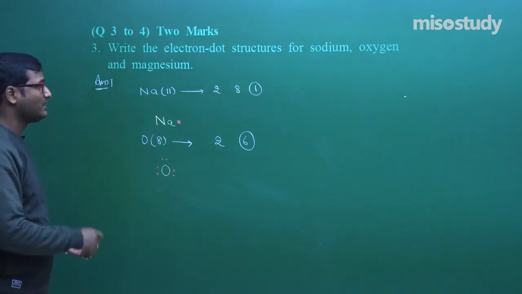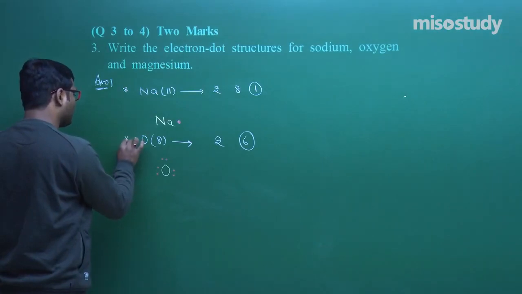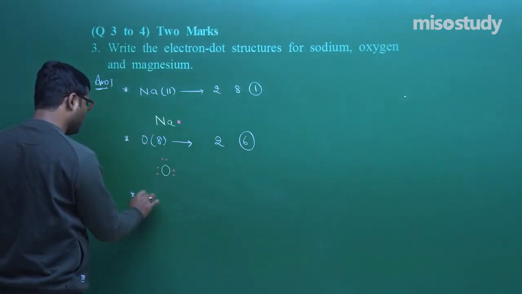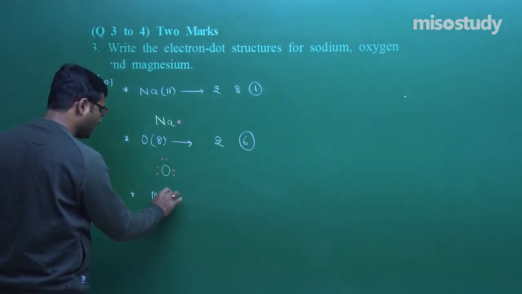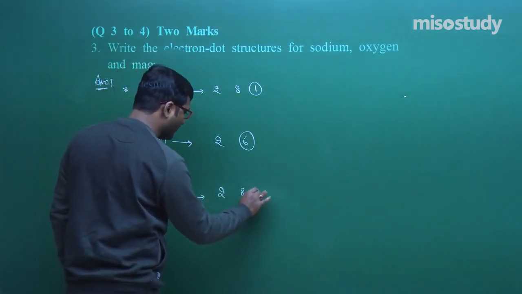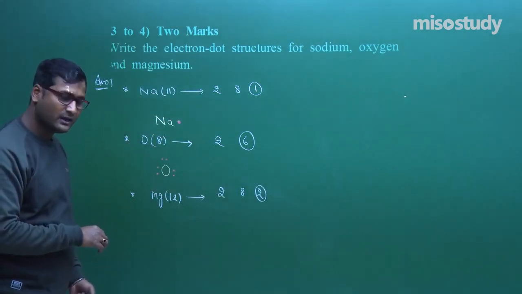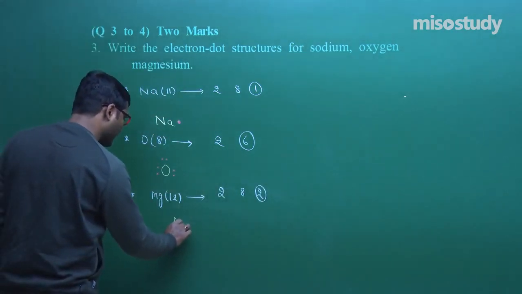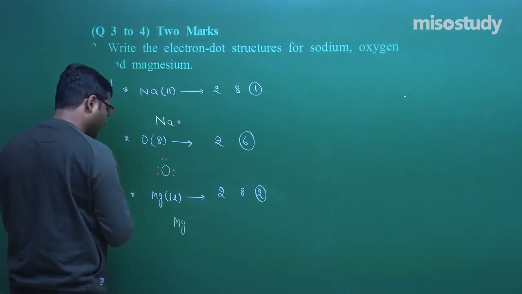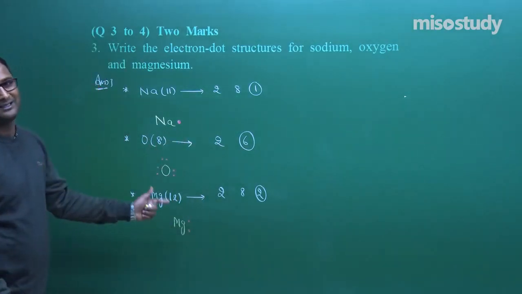Clear? Yes sir. Now in case of magnesium, that is Mg, what is the atomic number? 12. It can be written like this, 2, 8, 2. Clear, my friend? How many electrons are there in the outermost shell? 2 electrons. So put 1 and 1, 2. Simple question, again simple answer.